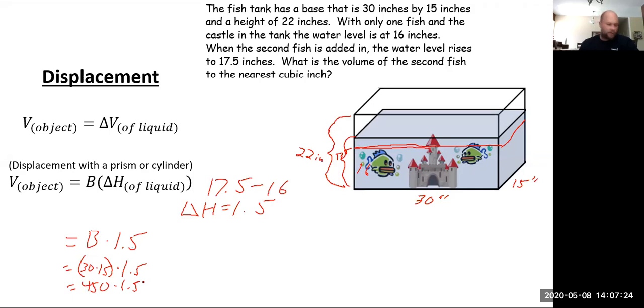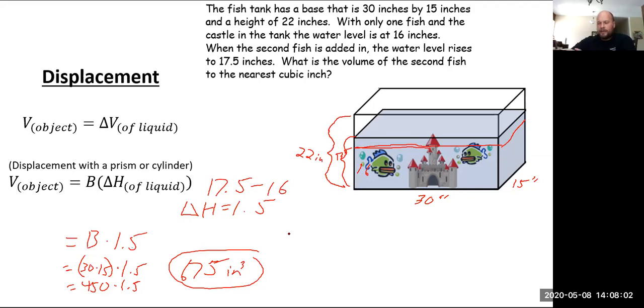And then multiply that by 1.5. What's that going to be? 450 times 1.5 is 675. And we're talking about cubic inches, because all these dimensions were in inches. So this is a volume measure, so it should be in units cubed. So that would be our answer. Now that's a really big fish, much bigger than what I have pictured there. So again, the diagram might not be drawn to scale, right, but that's how you find it.